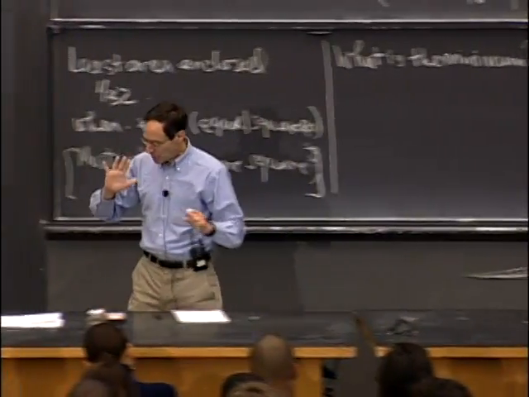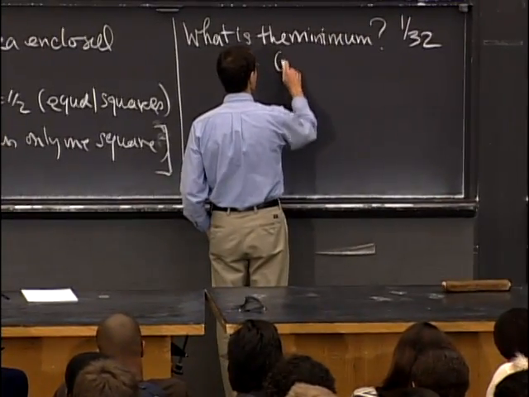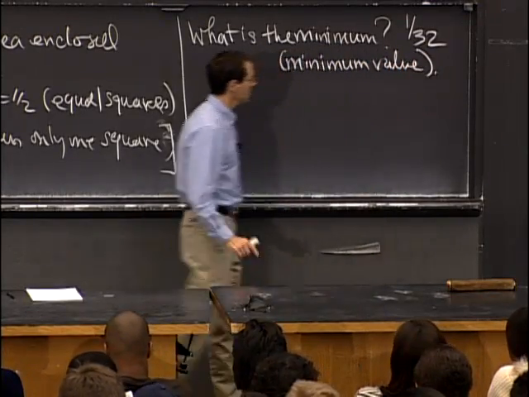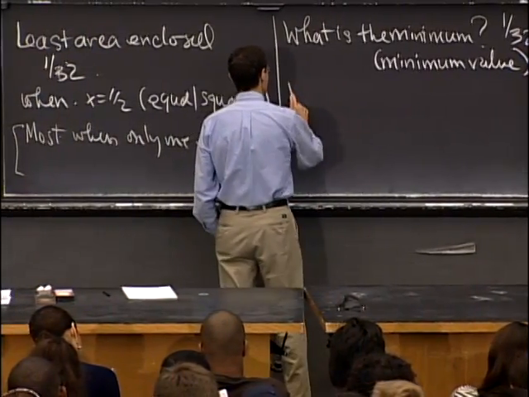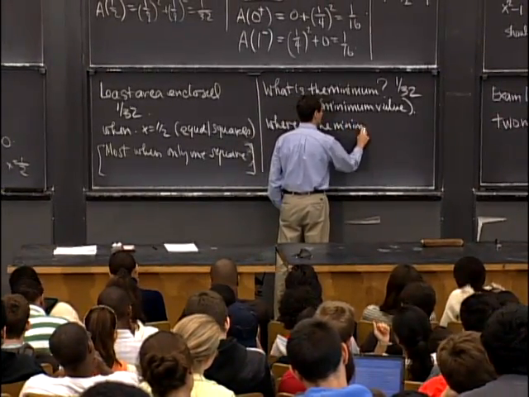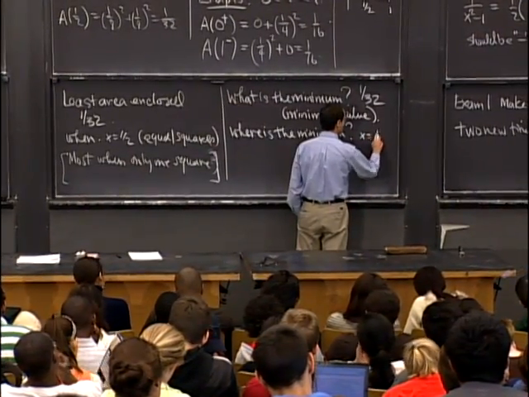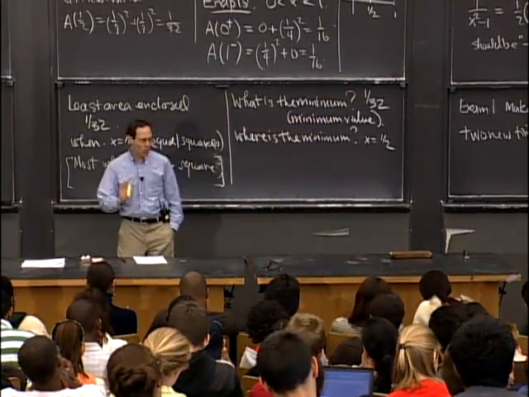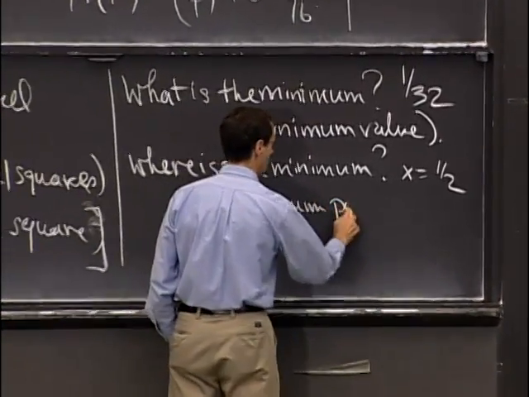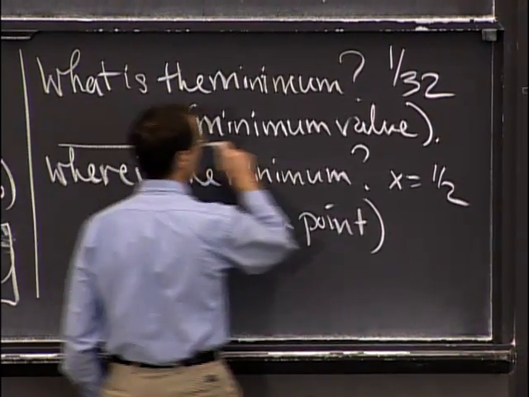Okay? Now, so that refers to the minimum value. All right? But then there's this other question, which is where is the minimum? And the answer to that is x equals a half. Okay? So one of them is the minimum point. And the other one is the minimum value. All right? So they're two separate things.